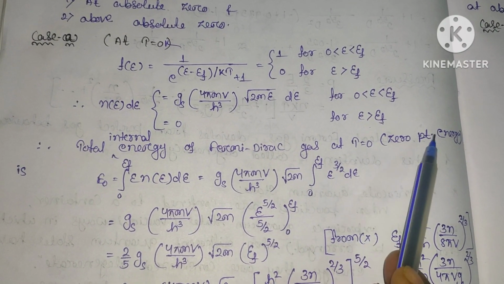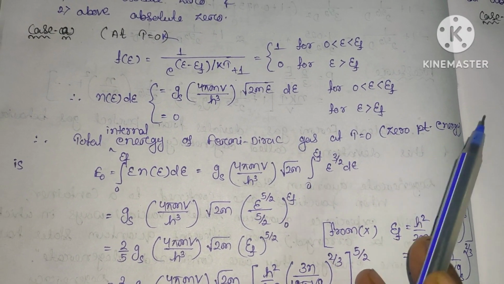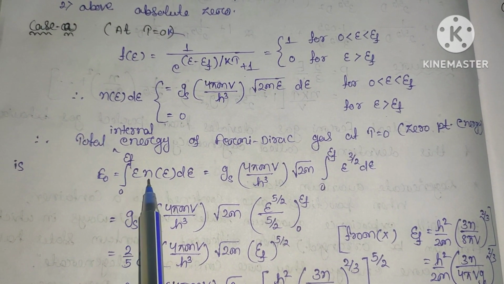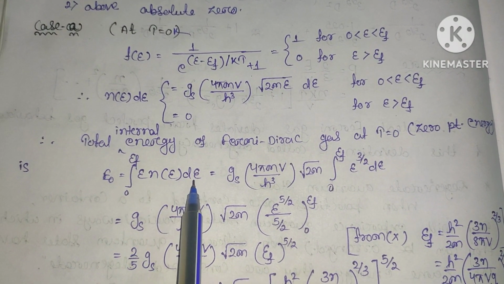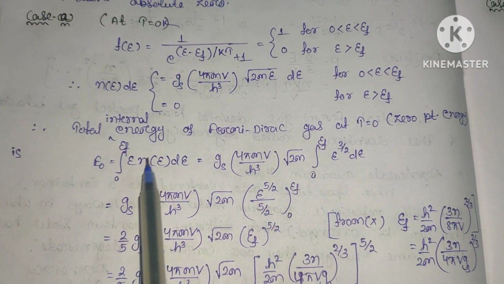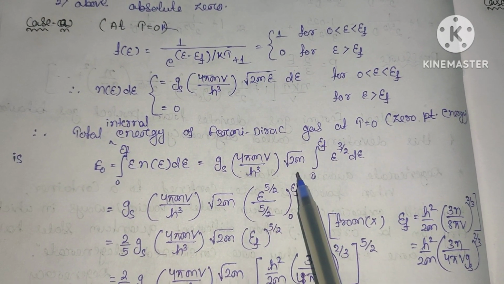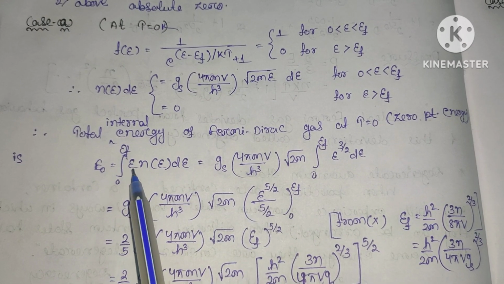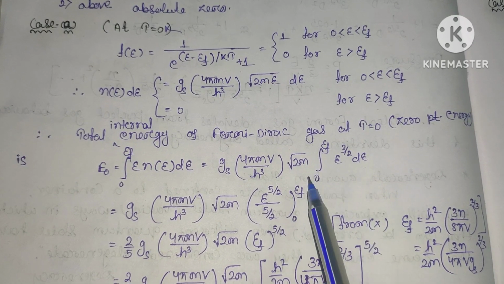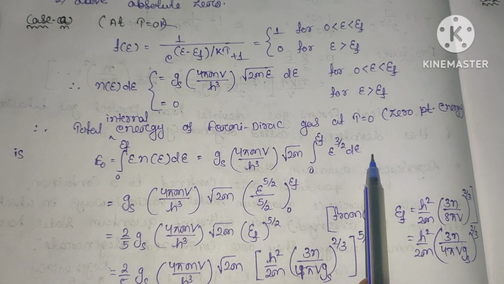Now we will calculate the total internal energy of the Fermi-Dirac gas at absolute temperature, that is 0 Kelvin. At 0 Kelvin this is known as the zero point energy. So this zero point energy will be equal to the integration from 0 to EF of energy into number of particles N of E dE. Now you can see, if I substitute these values, Gs 4 pi mV by h cube into root over 2m, again root over E into E, that is E power half plus 1, that becomes 3 by 2, dE, over the integration 0 to EF. This is the total internal energy of the Fermi-Dirac gas.